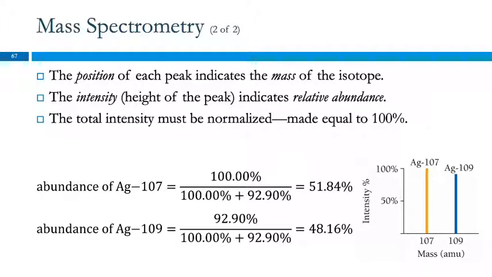I think there is one homework question that asks you to do that, and so this tells you how you translate the intensity of the peaks into a relative abundance. So you take whatever the intensity is. So for 107, it's 100%. For 109, it's 92.9%. And you divide that by the sum of the intensities, and that will give you the relative percent abundance.